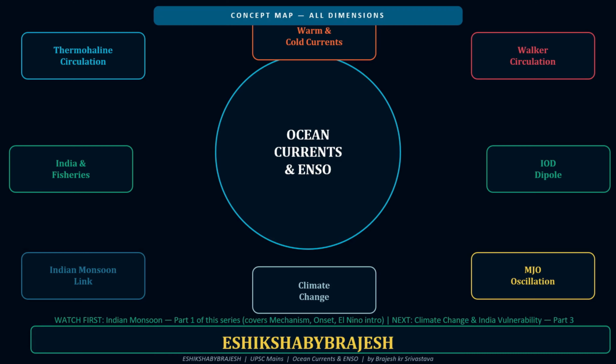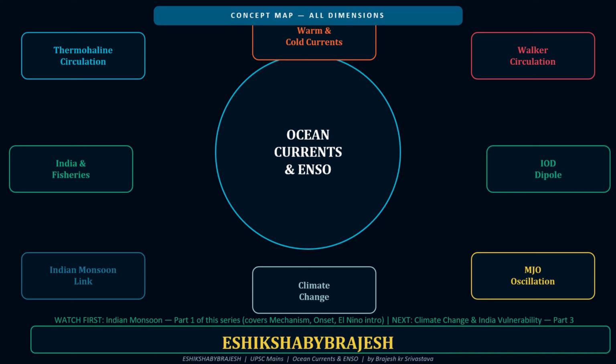Look at the concept map on screen. Ocean currents and ENSO at the center. 8 dimensions radiating outward. Thermohaline circulation, warm and cold currents, water circulation, Indian Ocean Dipole, Madden-Julian oscillation, climate change, Indian monsoon link, and India and fisheries. These 8 dimensions are not separate topics. They are one interconnected system.